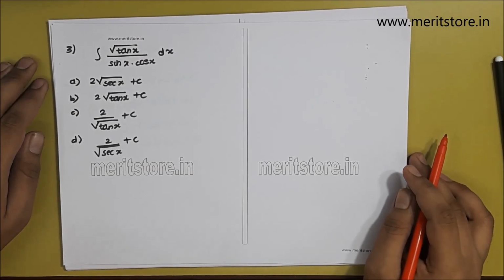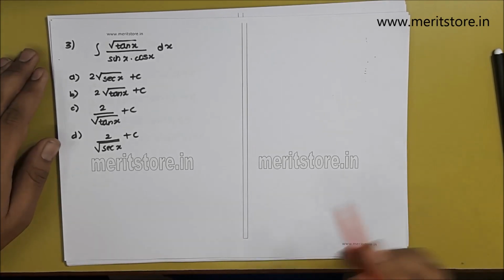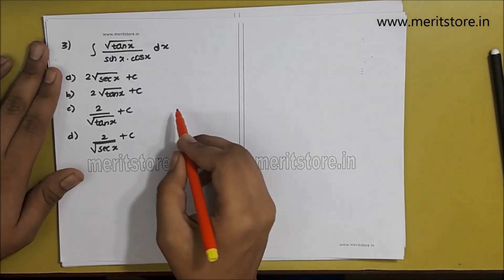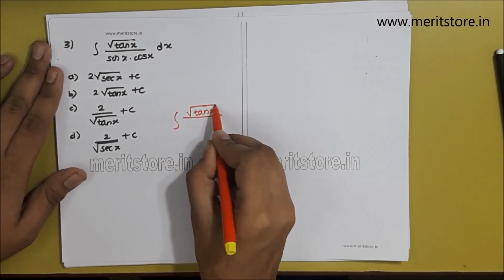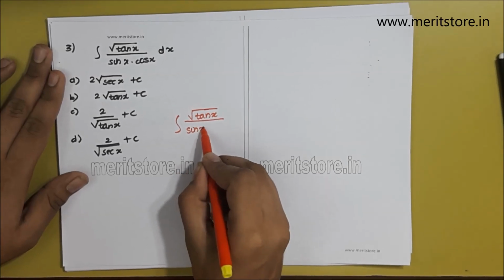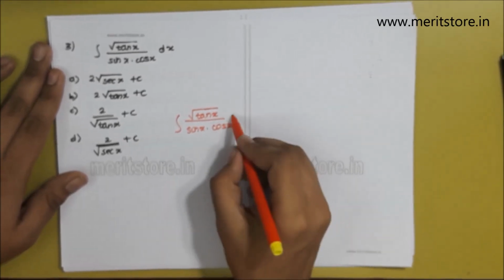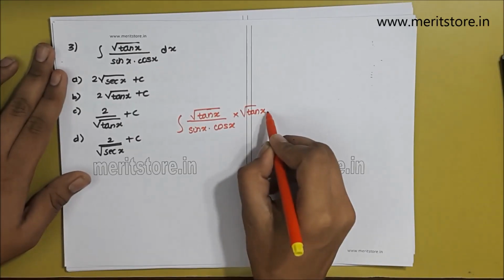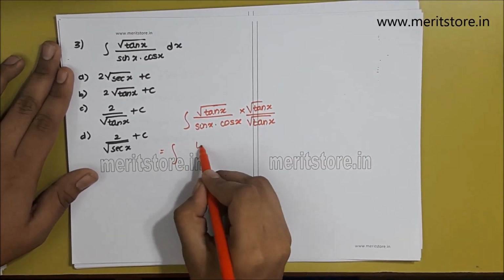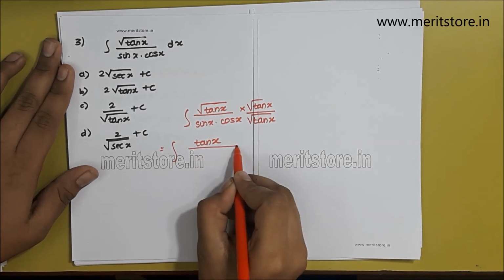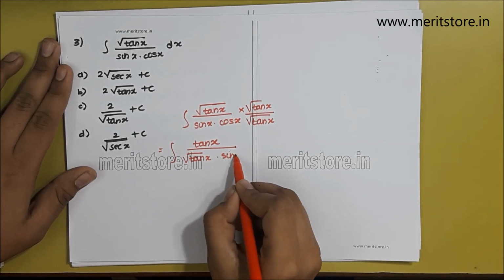Question number 3. Integration of square root of tan x upon sin x into cos x dx. Now to solve this question, in the numerator we have square root of tan x, and the denominator is sin x into cos x. What we can do is multiply numerator and denominator by square root of tan x. So what we get is integration of tan x upon square root of tan x into sin x cos x.